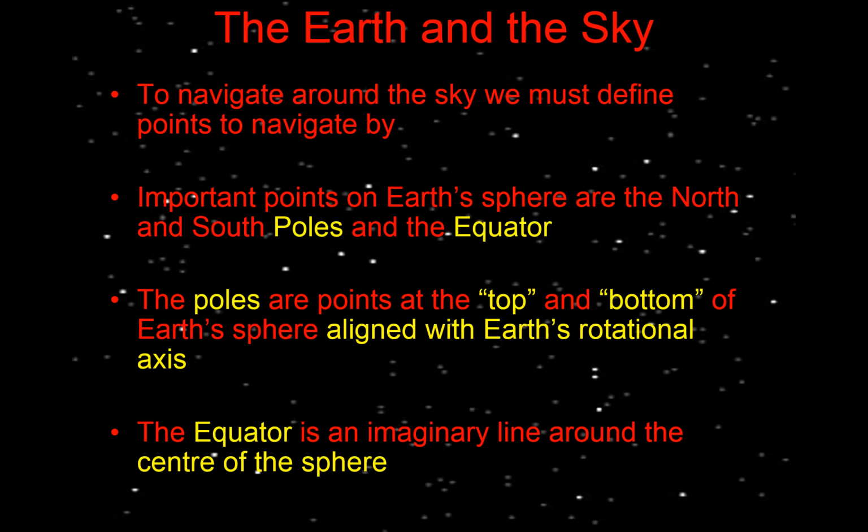The poles, as it says, are aligned at the top and the bottom, and they're aligned with Earth's rotational axis. The equator is not really a physical thing. It's an imaginary line that we've constructed around the center of the Earth's sphere. Now, the Earth is not a perfect sphere, but it's close enough.